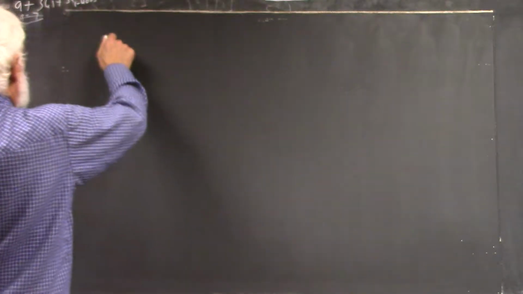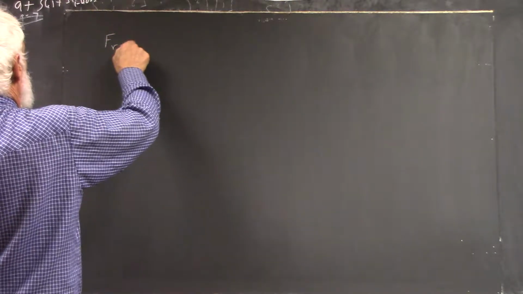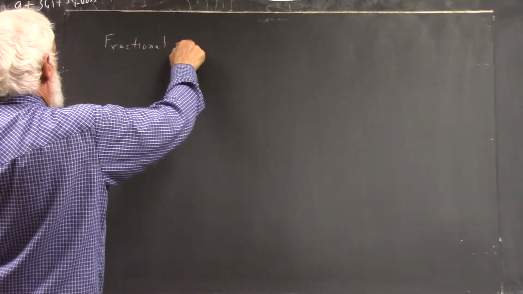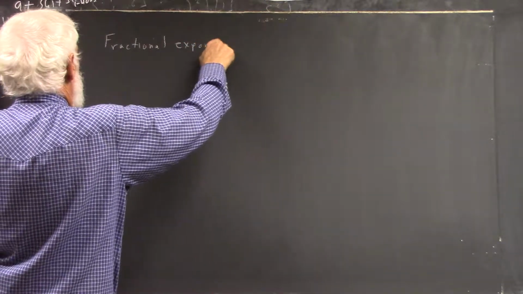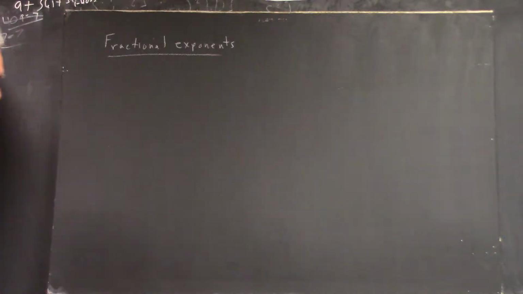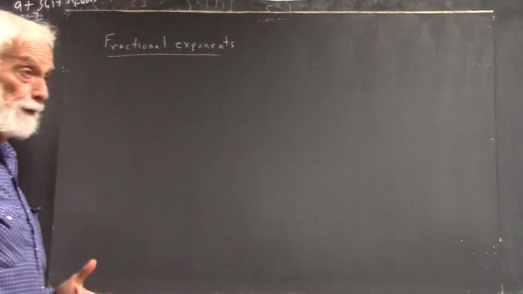What we want to do is we're going to talk about fractional exponents. And these are equivalent to radicals, but I'm not going to talk about radicals. It's a way to deal with radicals to change everything to fractional exponents. So after we do fractional exponents, we'll talk a little bit about radicals.